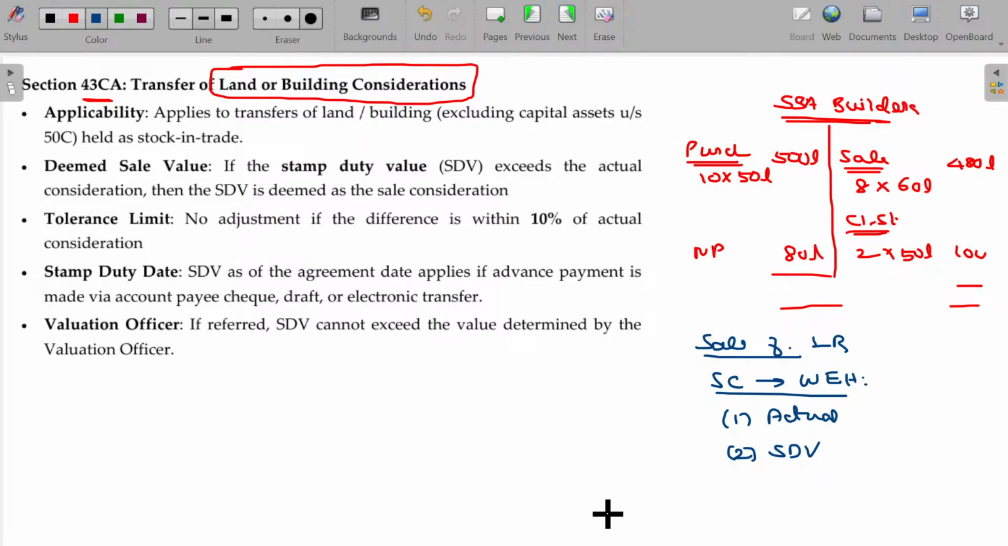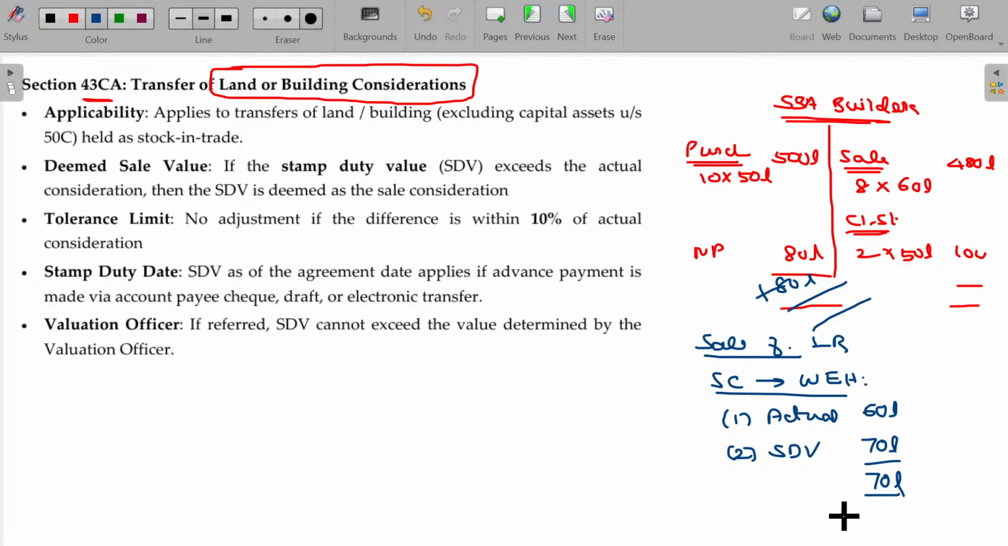You have to always cross verify: if the actual price is 60 lakhs per flat as per the earlier P&L account, but the stamp duty value says it is 70 lakhs, then what is the actual sale consideration? 70 lakhs will be taken. Whichever is higher will be taken. Automatically, if you are increasing by 10 lakhs for 8 flats, another 80 lakhs will be added to the net profit. You have to pay the tax on 160 lakhs.